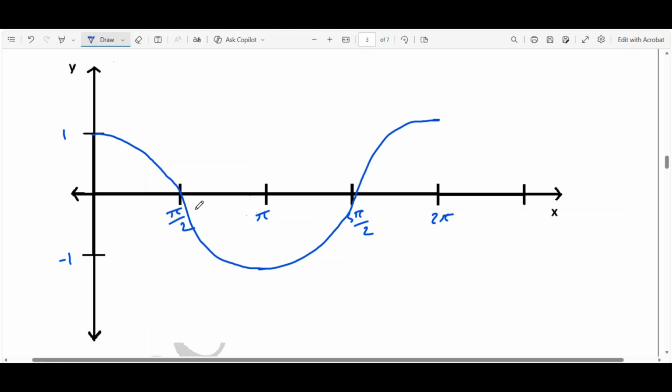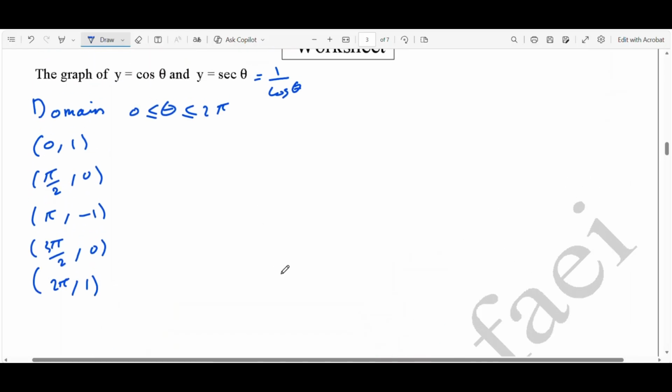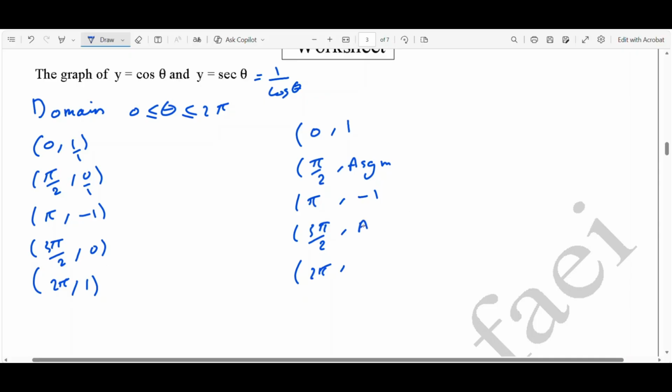Then I'm going to sketch secant. As I said before, secant is 1 over cosine. 0, pi over 2, pi, 3 pi over 2, 2 pi. One over 1, it will be 1. 0 over 1, flipped, it will give me an asymptote line. Negative 1 over 1, negative 1. 0 over 1, you flip it, 1 over 0, asymptote line. 1 over 1, it will be 1.